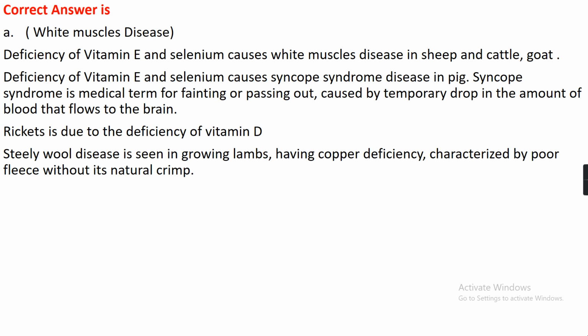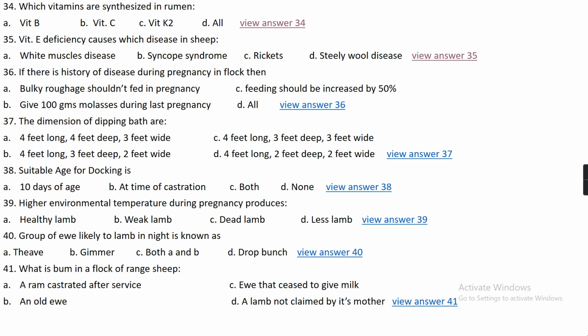Okay. Deficiency of vitamin E and selenium causes white muscle disease in sheep, cattle and goat as well, while deficiency of vitamin E and selenium causes syncope syndrome in pig. Syncope is just a medical term for fainting or passing out due to a drop in the amount of blood flowing to the brain. Rickets is caused by deficiency of vitamin D, and steely wool disease is seen mostly in growing lambs having copper deficiency, mainly characterized by poor quality fleece without its natural crimps.